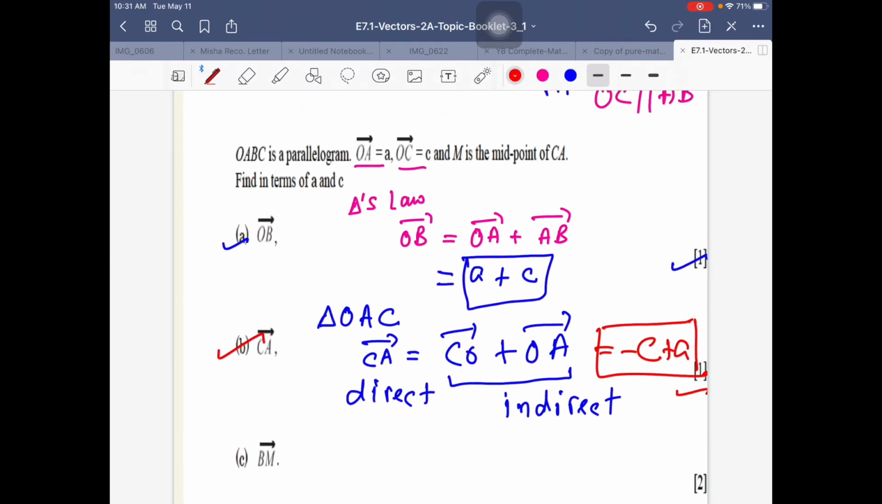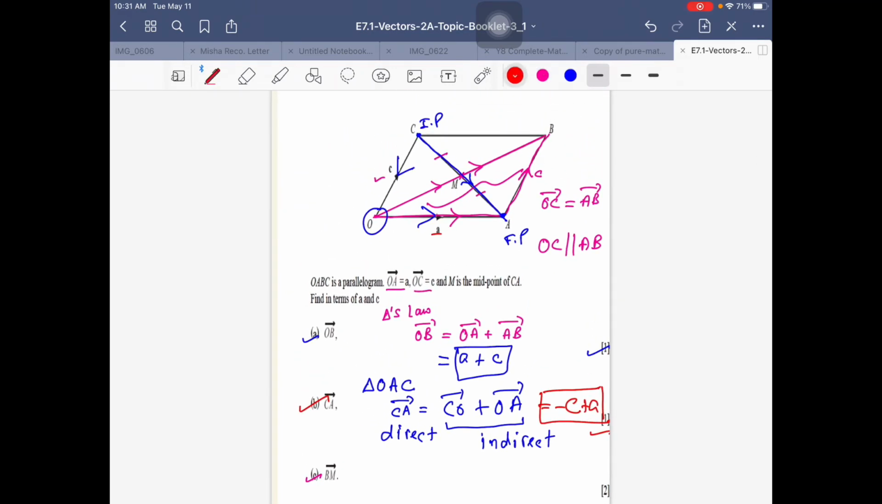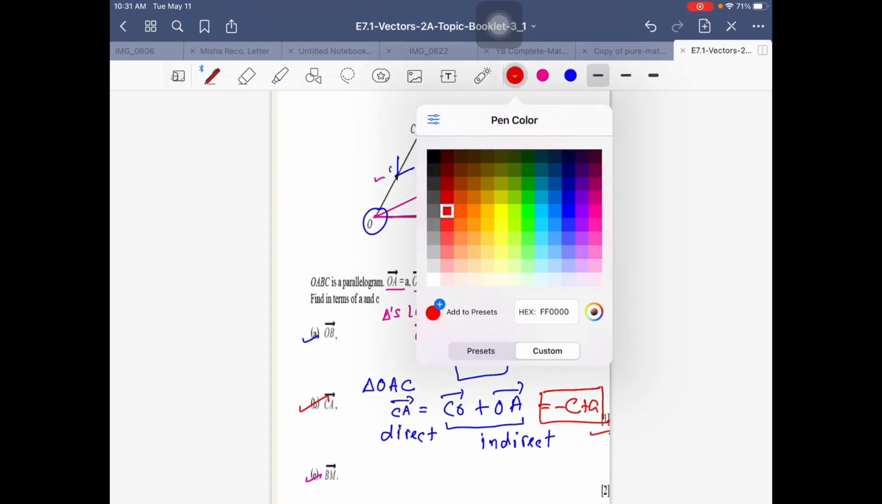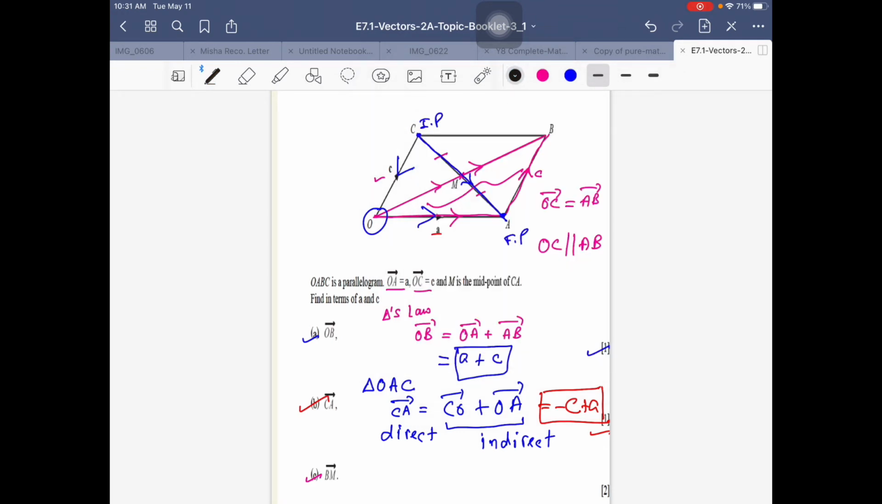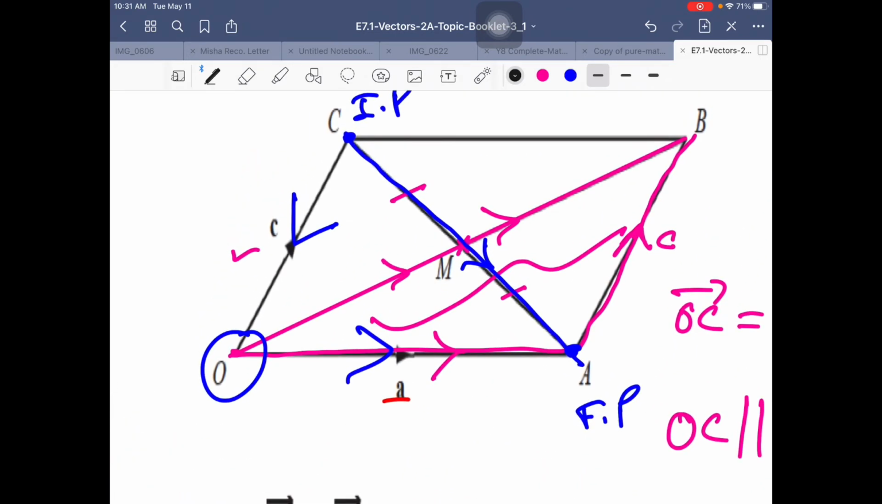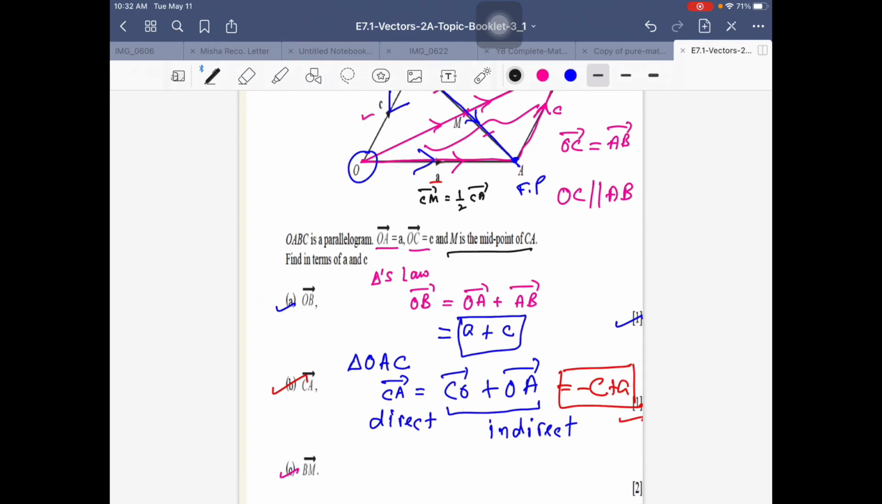Now the next part is BM vector. To find BM vector, let me change color to black. He said that M is the midpoint of CA. M is the midpoint of CA. That means CM is half of CA vector and MA is half of CA vector, since M is the midpoint. That means CM vector is half of CA vector. Clear?